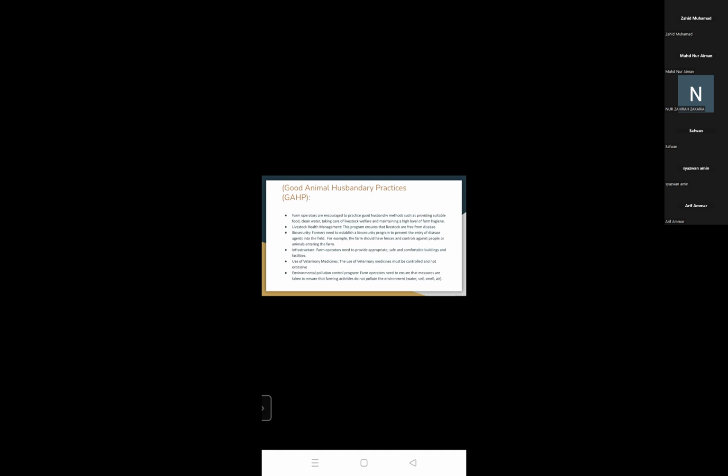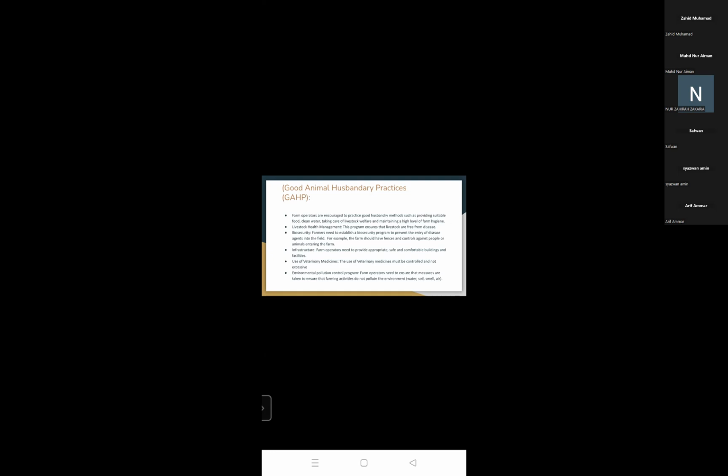This contains livestock health management, ensuring the livestock are free from disease. Biosecurity: establish a biosecurity program to prevent entry of disease agents into the farm. For instance, the farm should have fence control against people or animals entering the farm. Infrastructure, which provides appropriate, safe, comfortable breeding and facilities. Use veterinary medicine with control and not excessively.